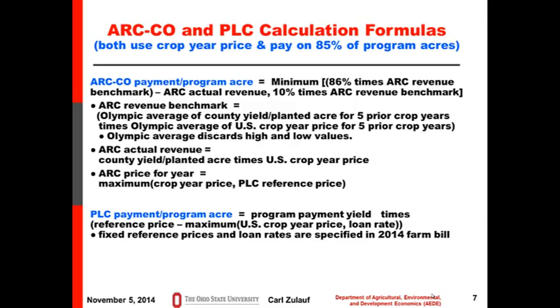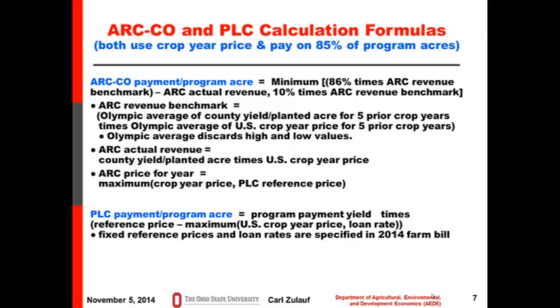The program payment yield, remember, is a fixed yield, and that's been determined based upon your historical production period or your current countercyclical payment yield. The reference price is fixed by Congress. It does not vary over the length of the Farm Bill, as does the ARC revenue benchmark. It varies, although it does have this floor, but it does vary. And the payment cannot be larger than the difference between the reference price and the loan rate.